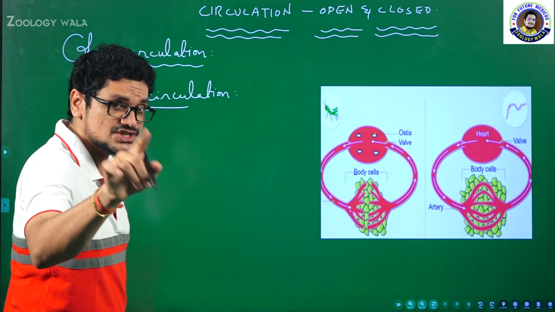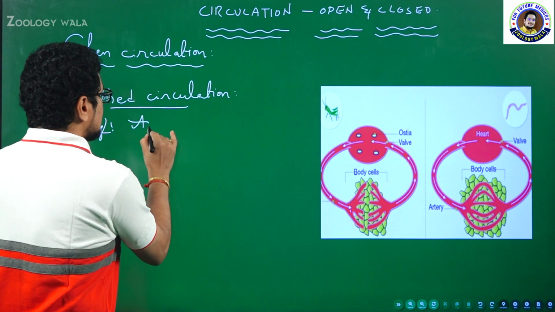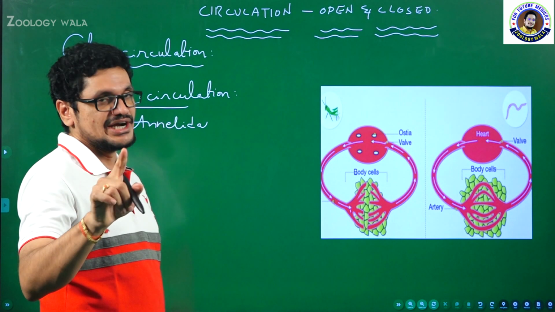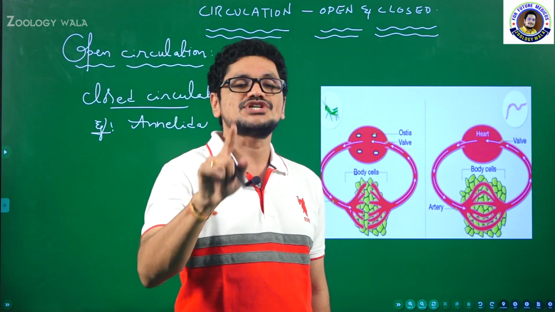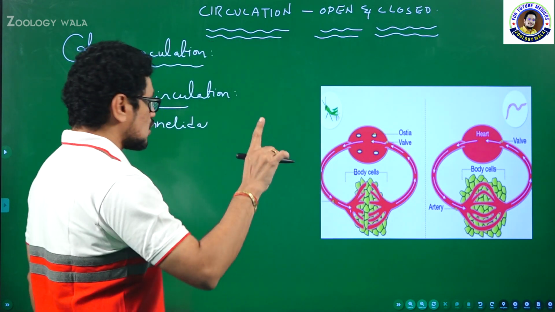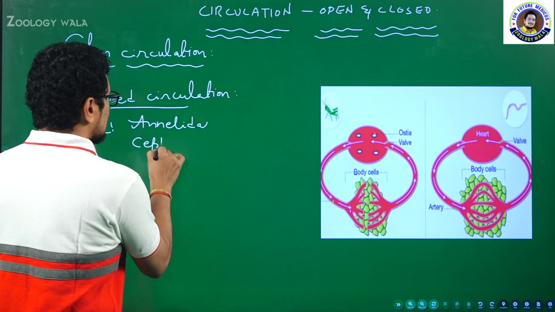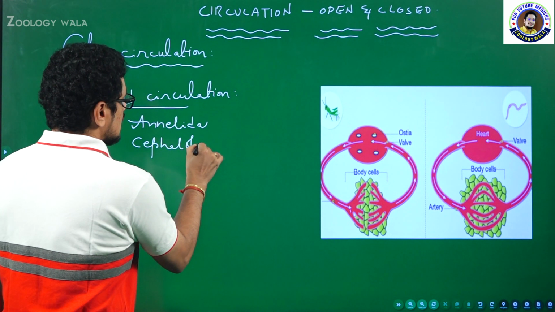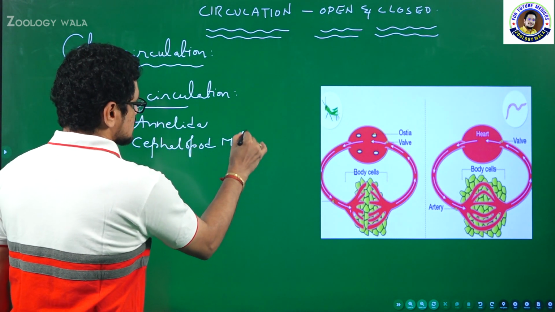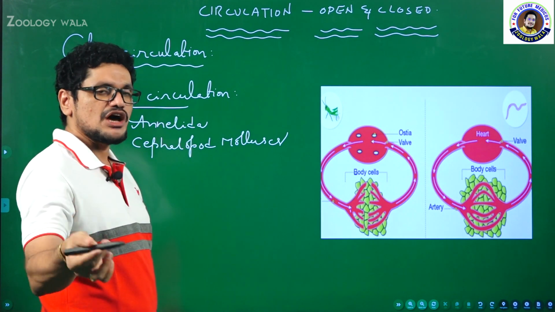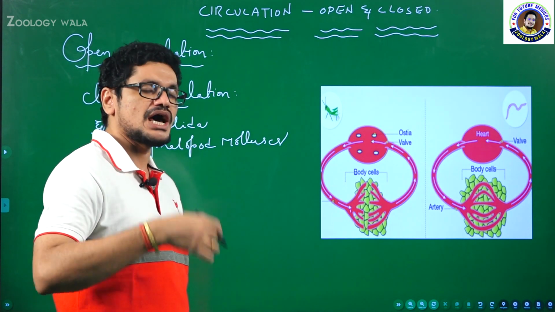I want to say one more point here in closed circulation. It was first developed in the history of the animal kingdom in Annelida, phylum Annelida. Annelids are the group which exhibits closed circulation for the first time, and just now I mentioned cephalopod mollusks. There are different groups of mollusks, like gastropoda, cephalopoda, pelecypoda, siphonopoda, scaphopoda.